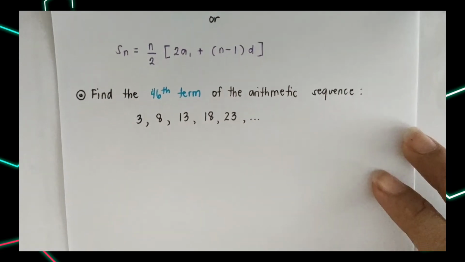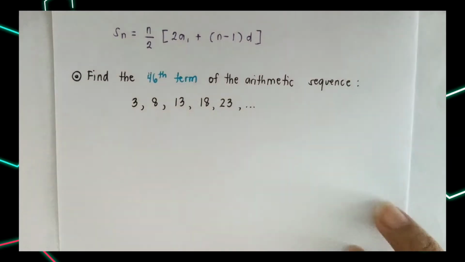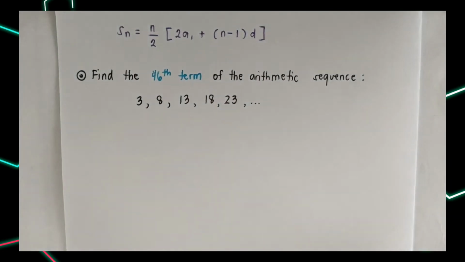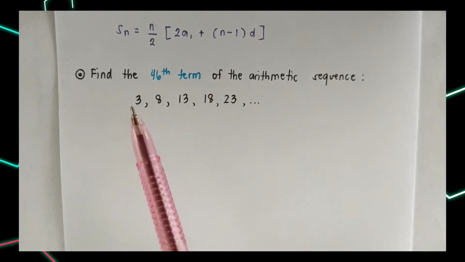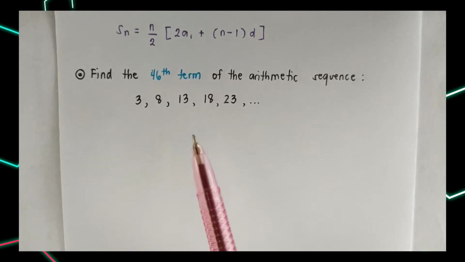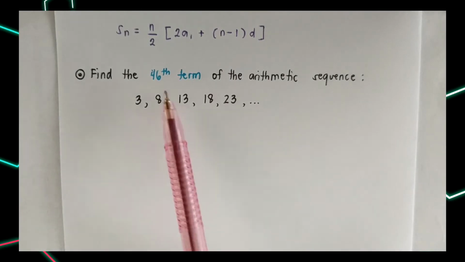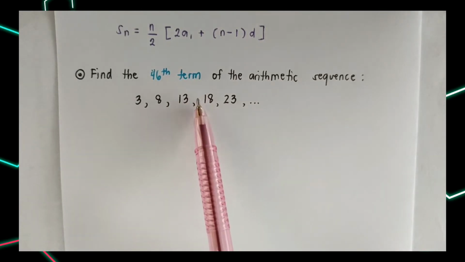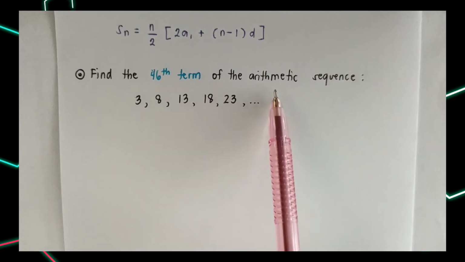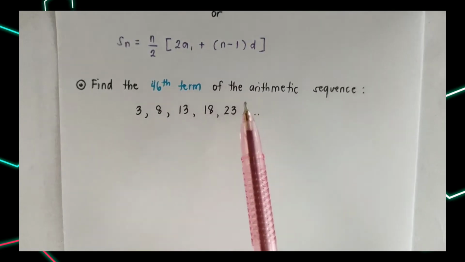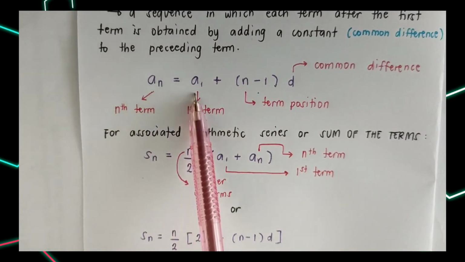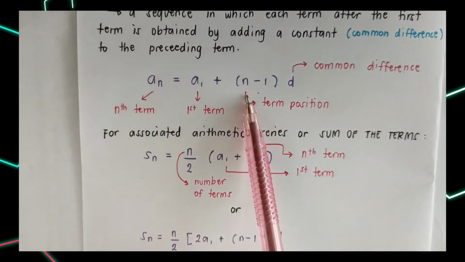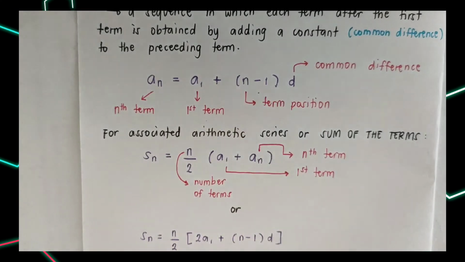Let's proceed with our first example. We need to find the 46th term of the arithmetic sequence 3, 8, 13, 18, and 23. So we are looking for the 46th term. Using the arithmetic sequence, automatically we will be using this formula: a sub n is equal to a sub 1 plus the quantity of n minus 1 times d.